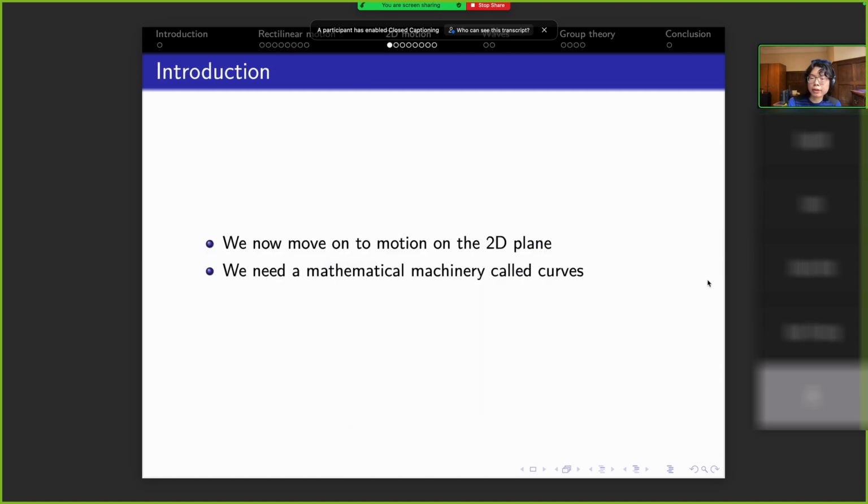So how do we even describe 2D motion mathematically? The idea is, again, we use an example, right? If I want to describe this thing moving around, I don't even care about the acceleration or the force or the velocity or anything. I just want to describe the displacement, the position of this thing moving around. How can I possibly do that mathematically?